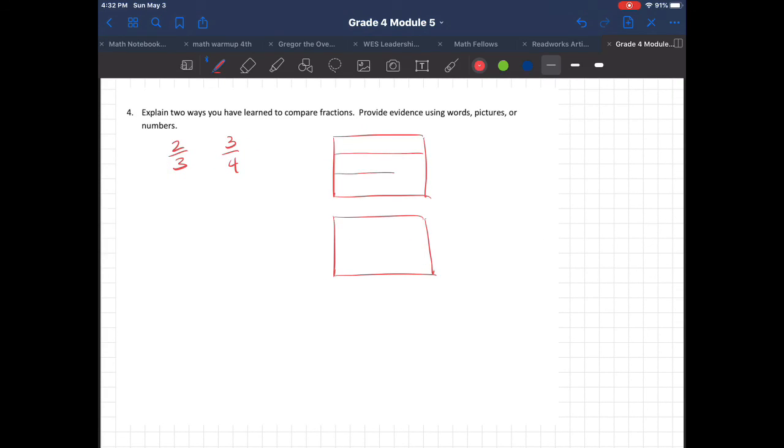So I can make this one be 2/3 and this one be 3/4. So 2/3 and 3/4. And then I make lines in the opposite directions so that I have same size pieces. Notice that all the pieces in both boxes are the same size now, and I can count them up. 1, 2, 3, 4, 5, 6, 7, 8 of those pieces. 1, 2, 3, 4, 5, 6, 7, 8, 9 of those pieces. So 3/4 is more.